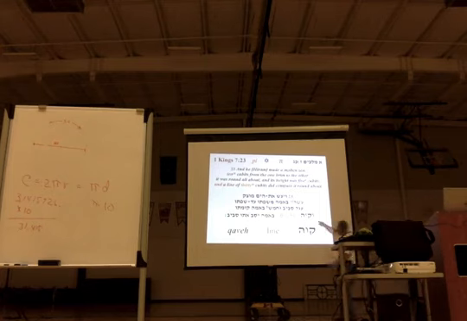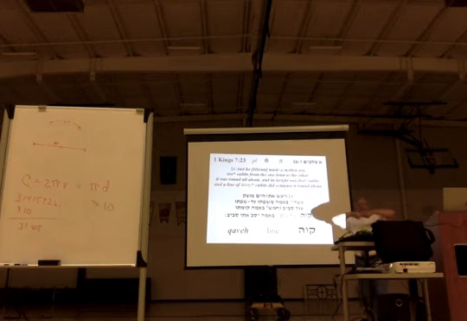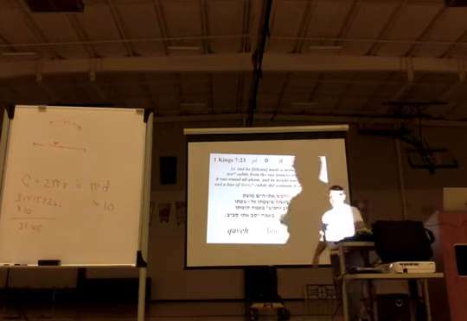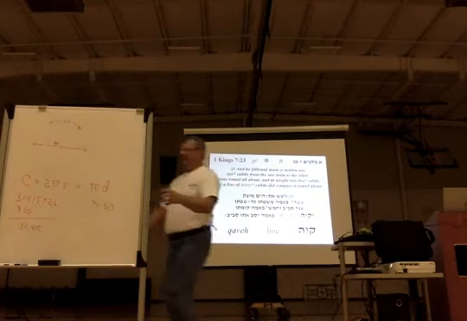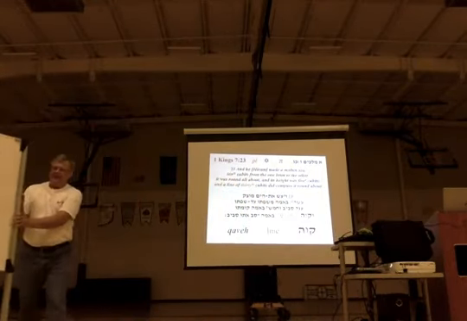Remember the letter Vav? The Vav is a nail. And what do nails do? Nails connect things. So anytime you see a Vav, it means and. All right? Is this board in your way? Better?